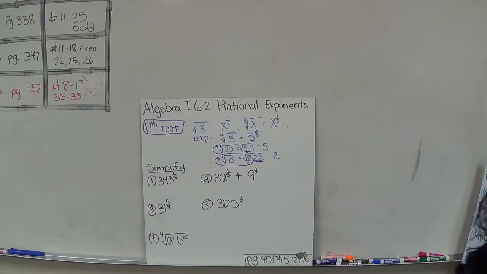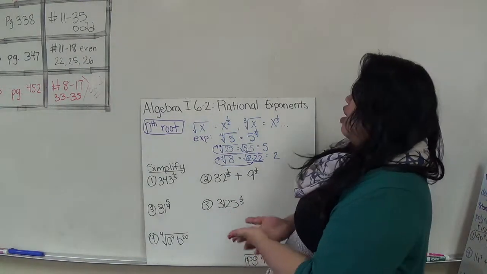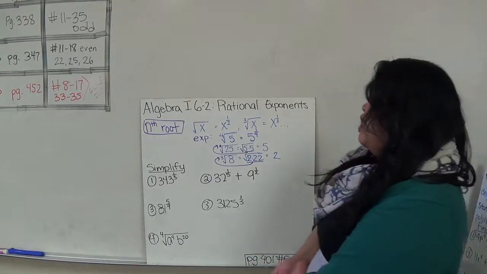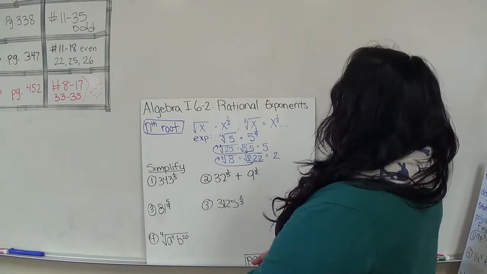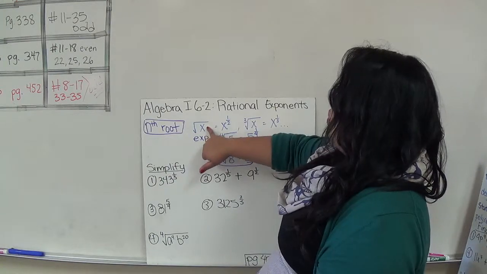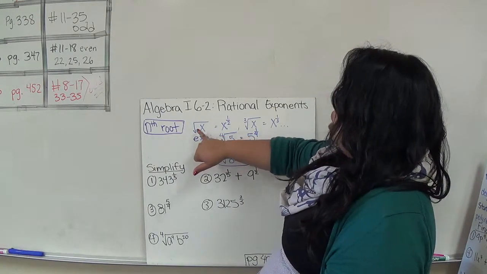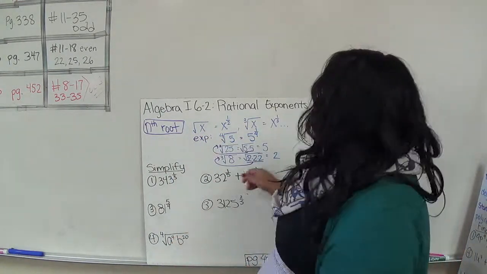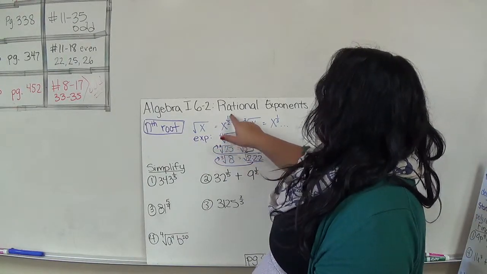Algebra 1, Section 6-2, rational exponents. So, the nth root is the square root of x. So we have the square root of x here. This is the same thing as saying x is to the power of 1/2.